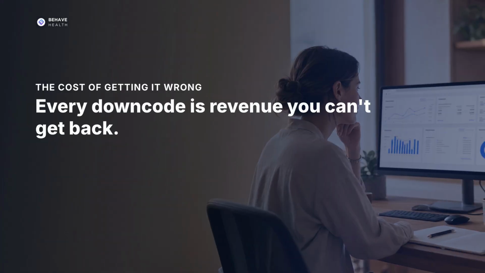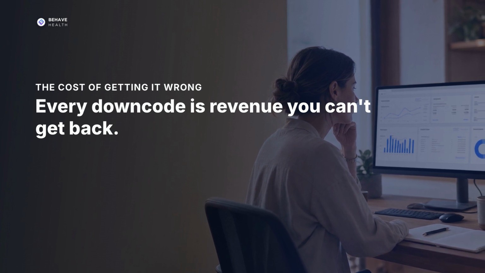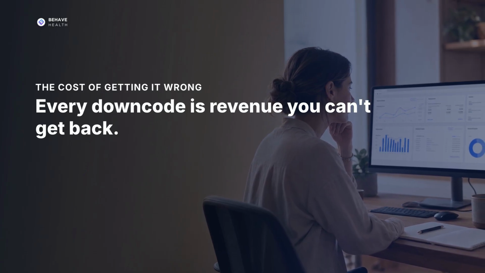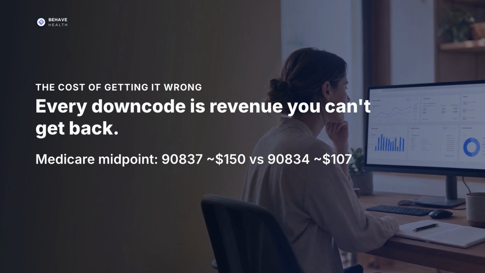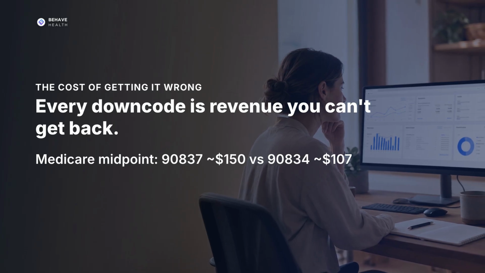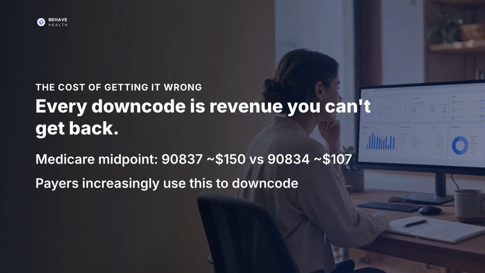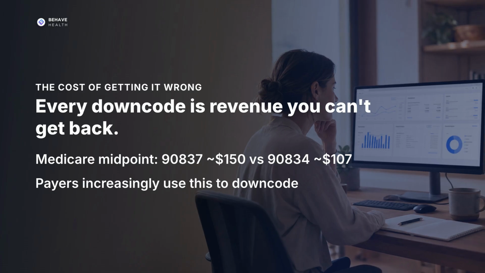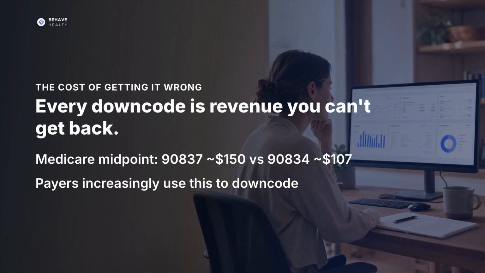When a 90837 session lacks clear time documentation, payers downcode it to 90834, and the gap is real money on every visit. Medicare's illustrative midpoint runs about $150 for 90837 versus roughly $107 for 90834. A per-session loss that compounds across your caseload. Payers increasingly use missing time documentation as the basis for downcoding 90837 to 90834. Thin notes are grounds for denial or post-payment audit.